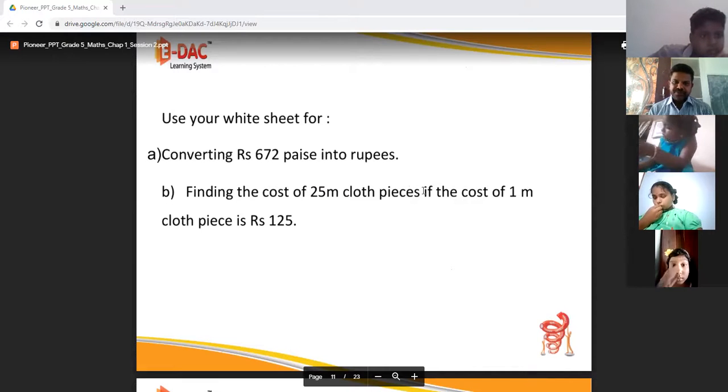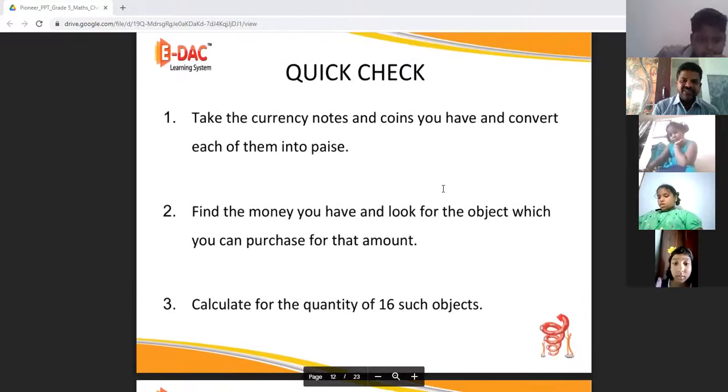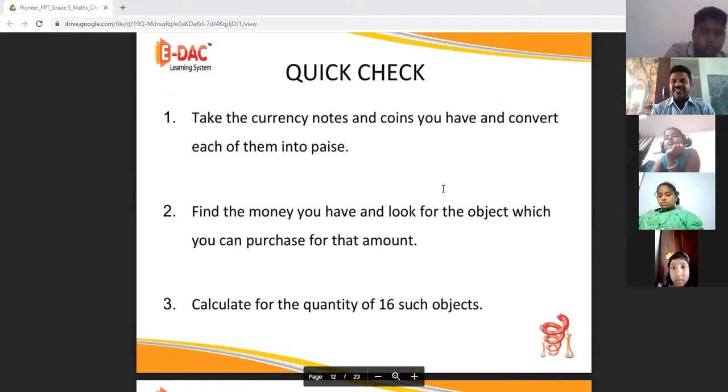Next, I'm going to show you one more. Okay, quick check. Take the currency notes and coins you have and convert each of them into paise.